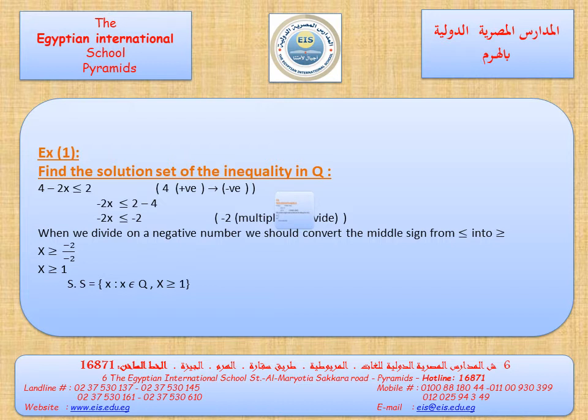So the solution set will be x such that x belongs to Q and x bigger than or equal negative 1. This is the form that I must put for the solution set: x such that x belongs to Q, and then put the final answer that came out, which is x bigger than or equal to negative 1.